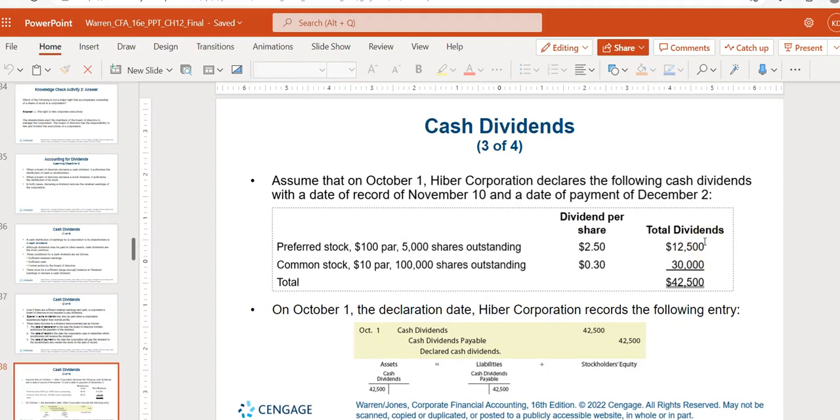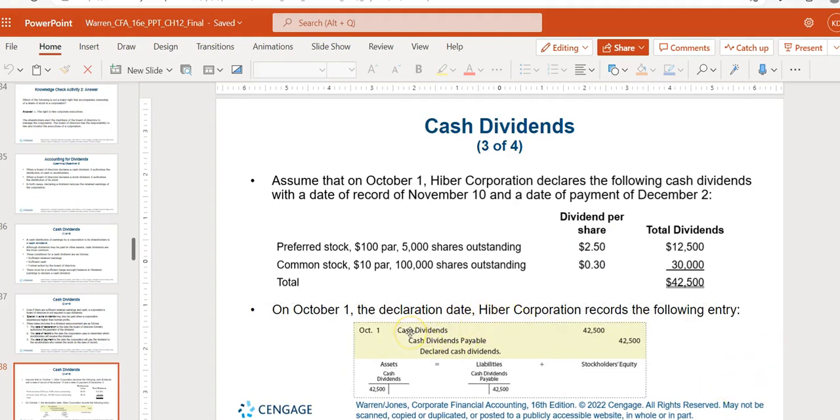Now I can look and see if I have anything left over, and whatever's left over I can pay to my common stockholders. Now, I don't have to worry about any par or any information like that. I'm just going to take whatever's left over and divide it amongst the shares outstanding. And so that means everybody gets 30 cents. And so this is what we do.